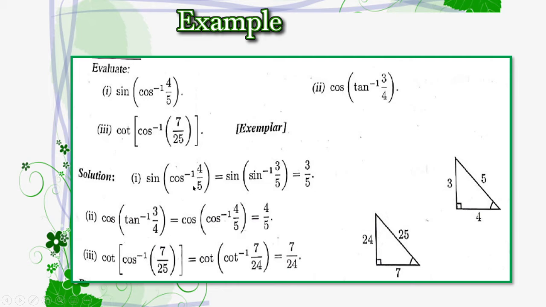And we can write this thing in terms of sine, because we have just seen in the last property that they all are equal. So cos inverse B by H will be equal to sine inverse P by H, and then sine and sine inverse will be cancelled, and 3 by 5 is the answer. Same way you can solve the remaining 2 parts.